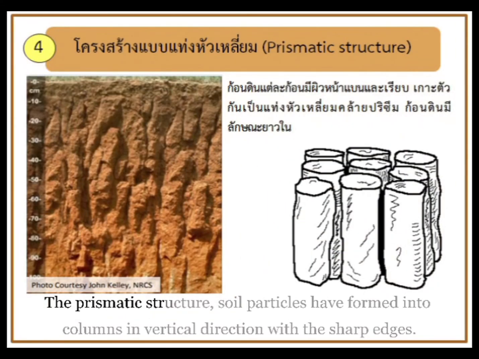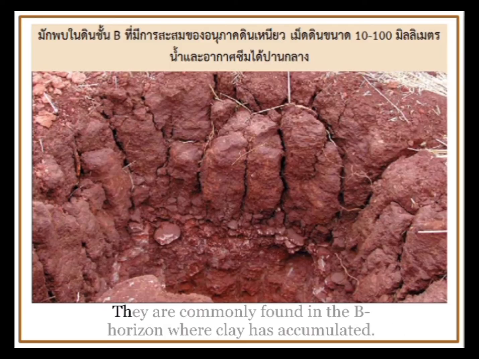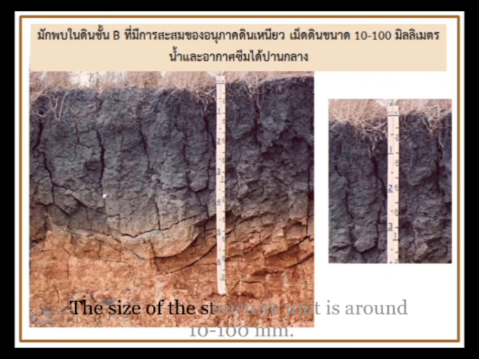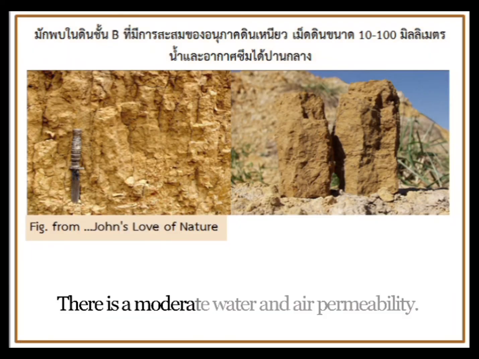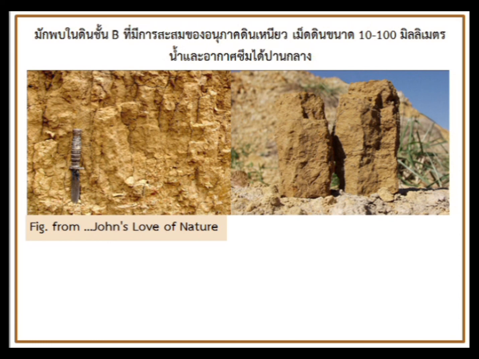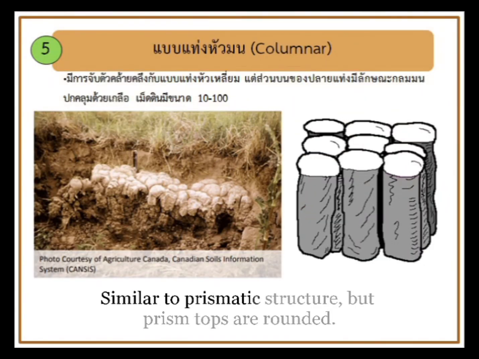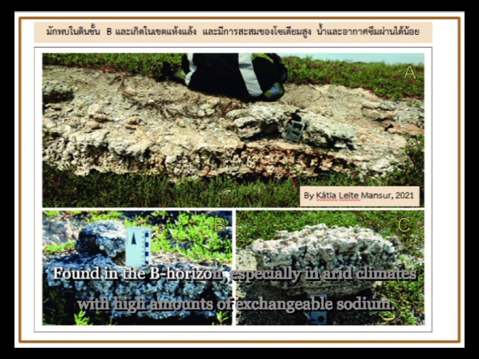The prismatic structure. Soil particles have formed into columns in a vertical direction with sharp edges. They are commonly found in the B horizon where clay has accumulated. The size of the structure unit is around 10 to 100 millimeters. There is moderate water and air permeability. The columnar structure is similar to prismatic structure, but the columnar tops are rounded. Found in the B horizon, especially in arid climates with a high amount of exchangeable sodium.